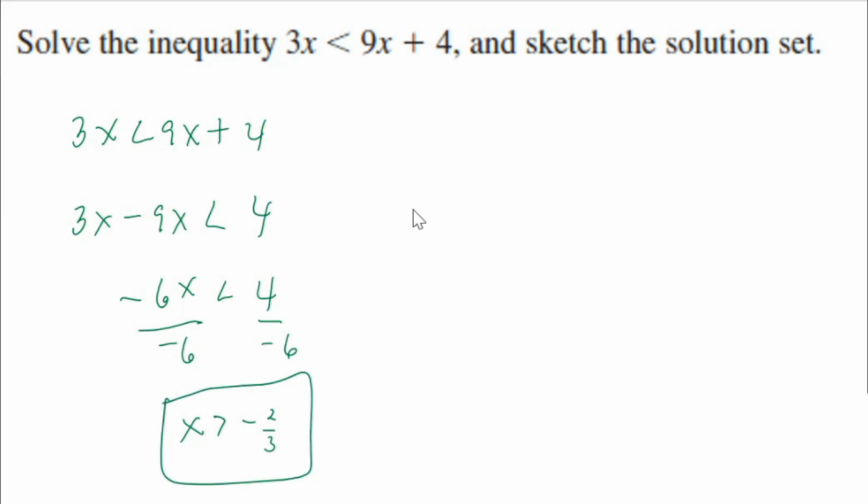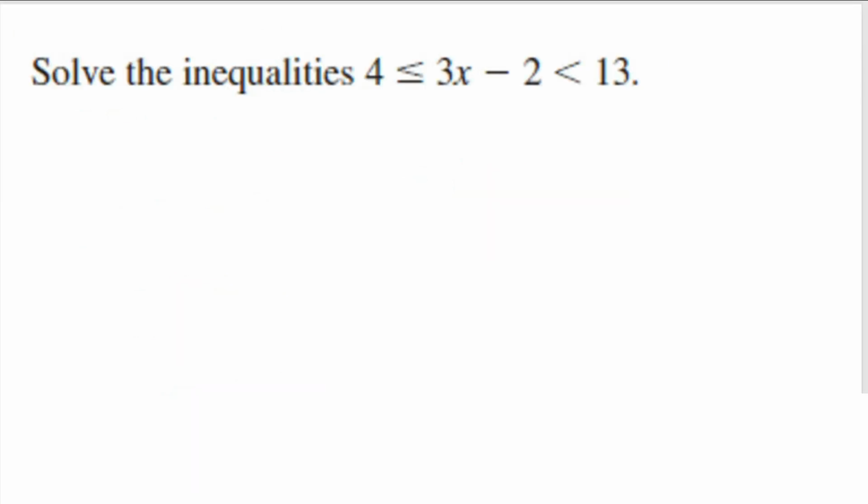So if you're going to graph it now, this becomes negative 2/3, and this could be 0. So we could write here an open dot, meaning it's not included, and the direction of the arrow is going to the right because x is greater than negative 2/3. So the graph is going to the right.